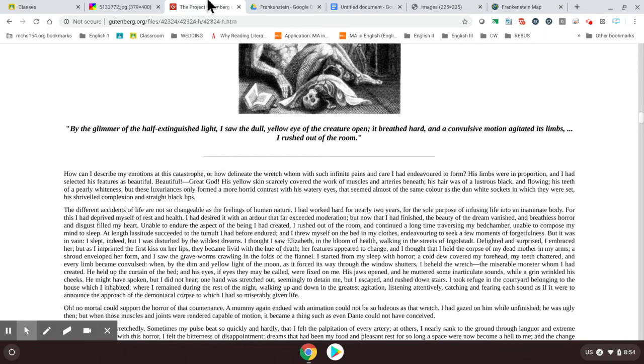But I think just to be fair to the monster, or the wretch as he's called here, note that in the description, he's not being menacing in the way that he's looking at Frankenstein. On the top of page 37, it says, "I beheld the wretch, the miserable monster whom I had created. He held up the curtain of the bed, and his eyes, if they may be called that, were fixed on me. His jaws opened, and he muttered some inarticulate sounds, while a grin wrinkled his cheeks." So he's trying to smile, he's trying to speak, but he can't because he does not know how. He has not been taught by his creator.